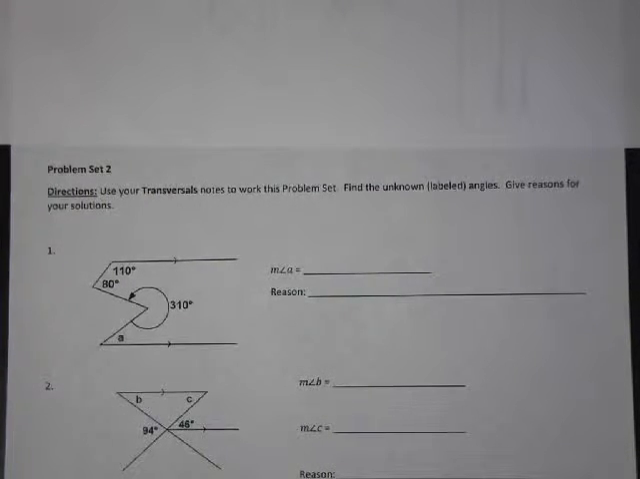Alright, so this is the video key solution for problem set number 2 in your unknown angles packet. Before we begin, let's read the directions. It says use your transversals notes to work on this problem set. And again, you finished your transversals notes today in class. It says find the unknown labeled angles and give your reasons for your solution.